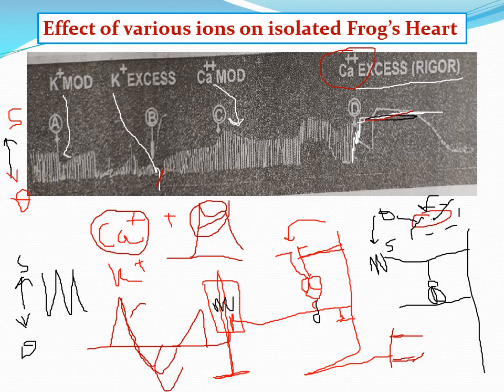Now students, remember, once the muscle has entered the rigor or contracture state, then it cannot come out. There is no further contraction or relaxation of the muscle, meaning it is an irreversible phenomenon. Once it has entered the contracture state, it does not come out. That is called the calcium rigor.